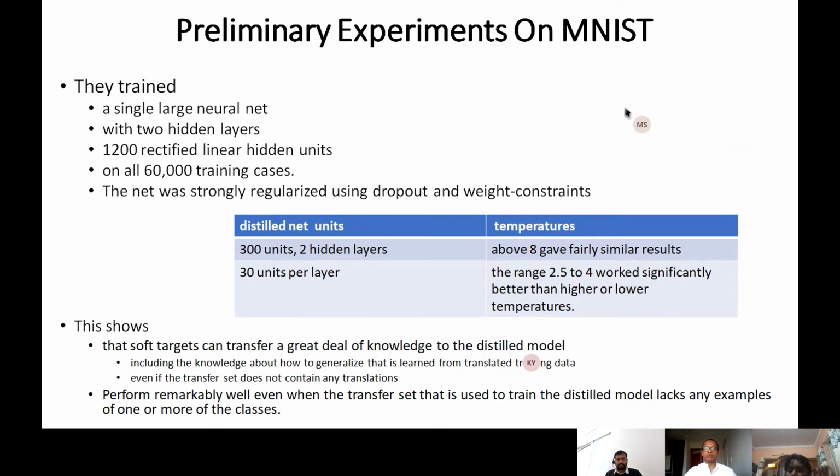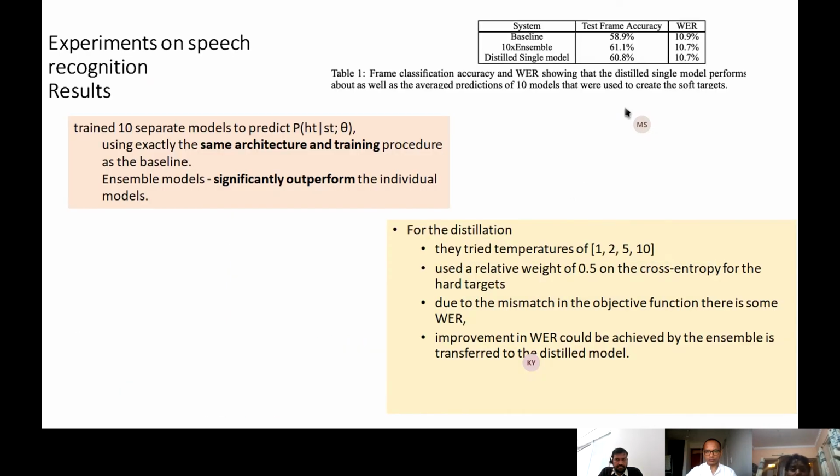And they used only 30 units. It's really good that this particular MNIST data performed remarkably well. It also performed remarkably well even when the data was not seen before. For example, the numbers 8 or 3 were not even seen in the MNIST training data set, but the small distilled model was able to classify that particular data as 3 and 8.